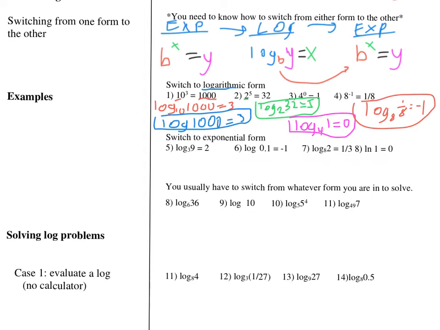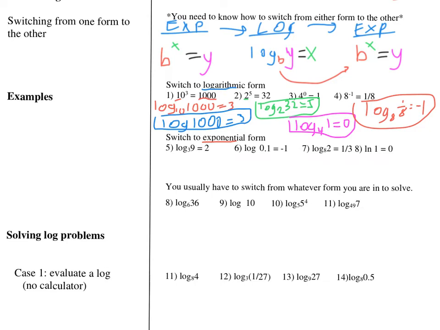All right, so now we're going to go the other direction with this. Now it's given to us in the logarithmic form, and we're going to switch it to the exponential form. For the first one here, when we switch out of log form, we should not have the word log anymore. That's gone. So now what we should have is an exponential. We should have a base with an exponent.